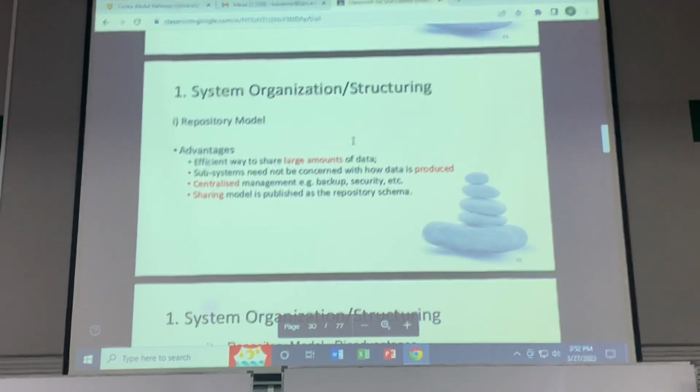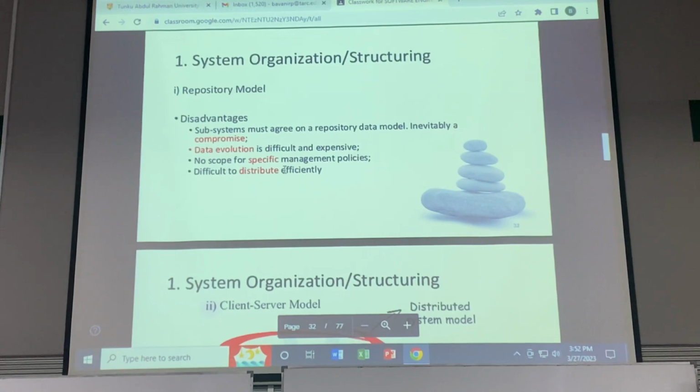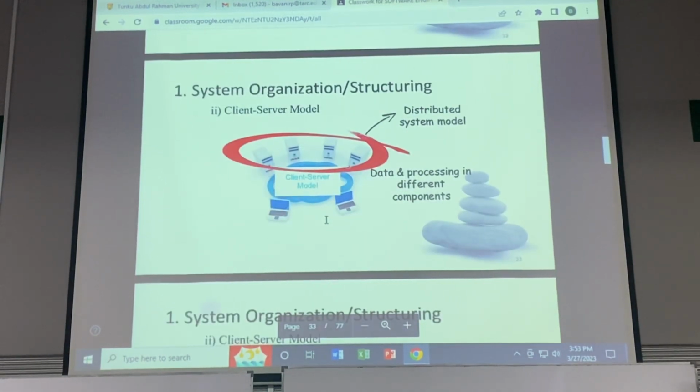So the advantages you can study. Normally we use it for large amounts of centralized sharing. The disadvantages here are, if the subsystems must agree on the repository data model, there's no compromise here. Data evolution is difficult and expensive, there's no scope-specific management, and it is difficult to distribute efficiently. You can expect it to be very fast, it depends on the number of people using it, so there are some disadvantages also. Next, client server.